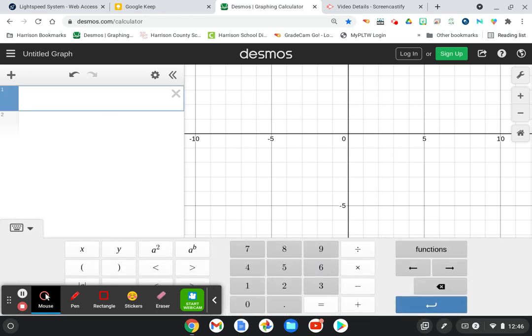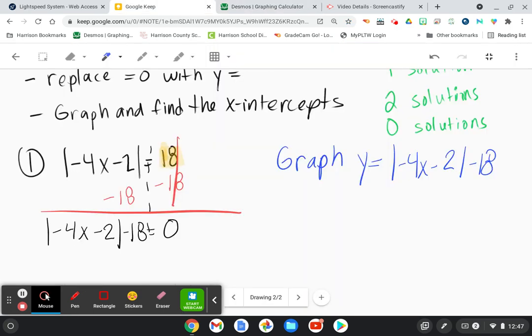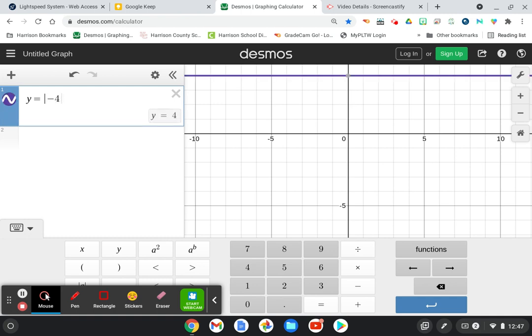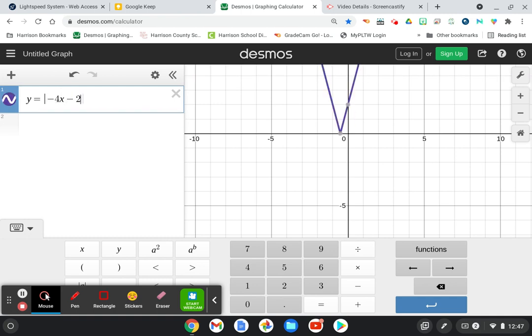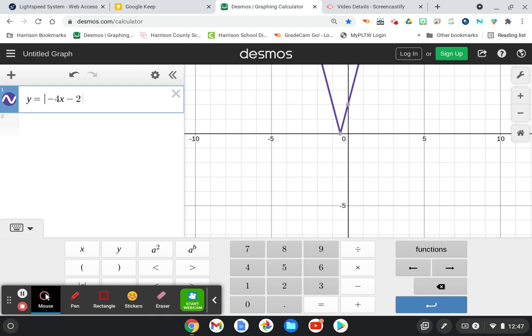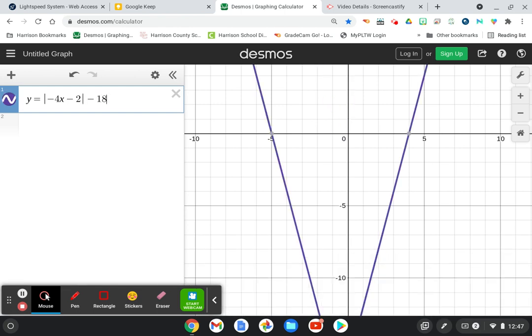All right, so we have y equals the absolute value of negative 4x minus 2. It's kind of hard to see, but it's right there. Oops, it went outside that. Got to make sure I stay in there. All right, and we expect a V shape with absolute value, minus 18. All right, so I've got that.